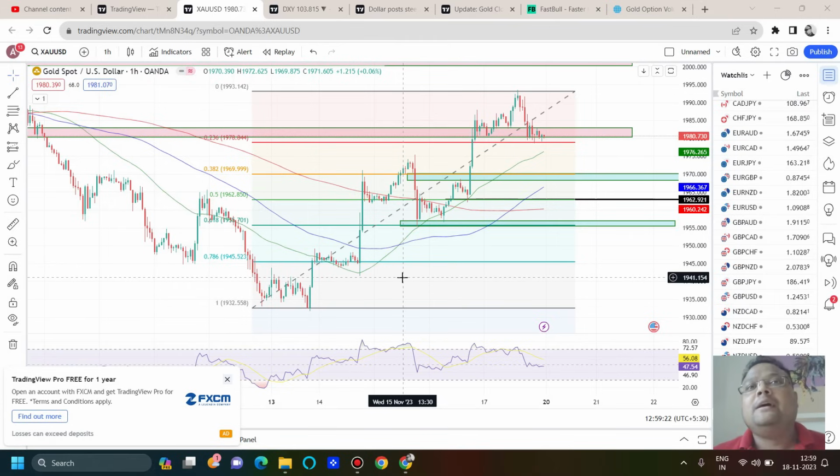This is my analysis. Do your own analysis, because if you want to become independent, then yes, you should have your own point of view and trading style.